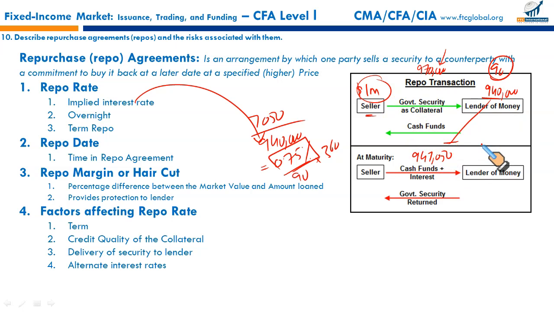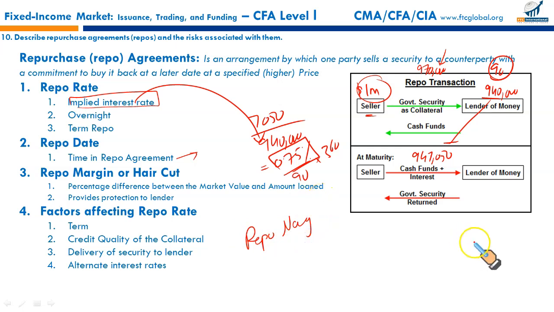Okay, now there are certain important terms. Repo date is the time in the repo agreement when this transaction was entered into. There are other important things that we must discuss here. We have discussed the implied interest rate. We also need to discuss the repo margin.